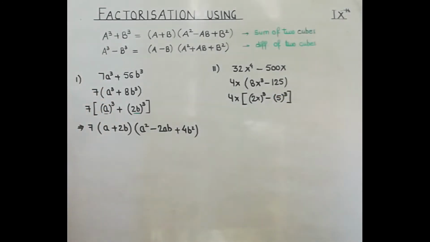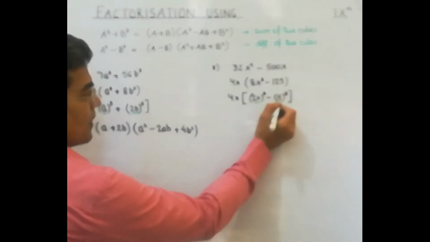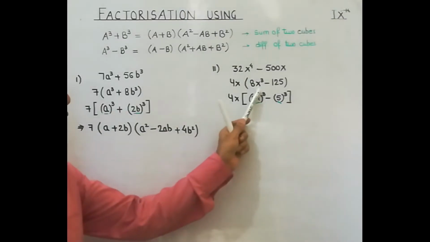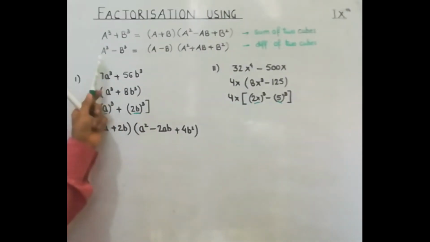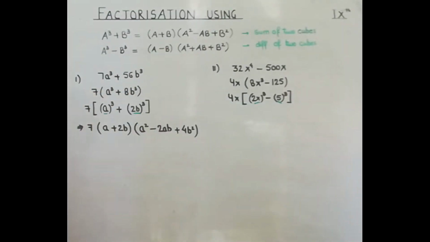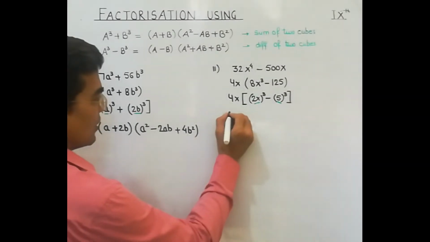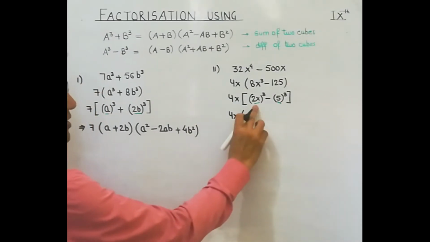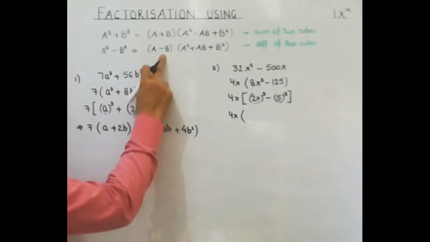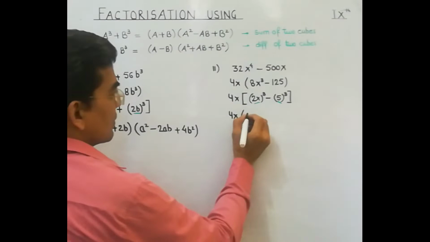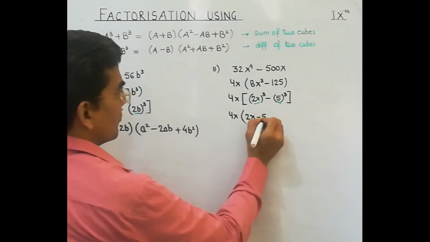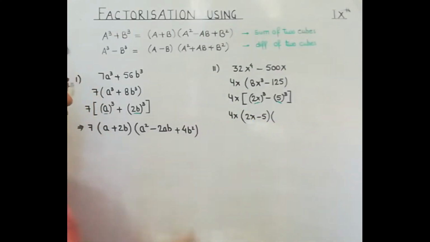So which form do you have? This is your A, this is your B. So we have it in the form A cube minus B cube, and we are going to apply this formula. Whatever we have taken common will remain there, 4x. Now this is your A, this is your B. In the first bracket you have to write A minus B, so 2x minus 5.